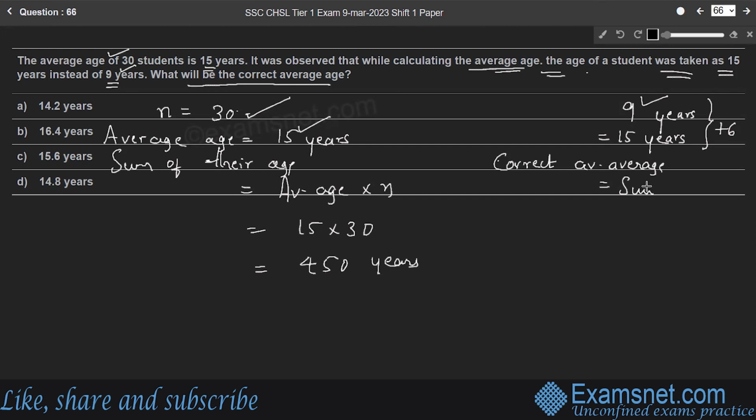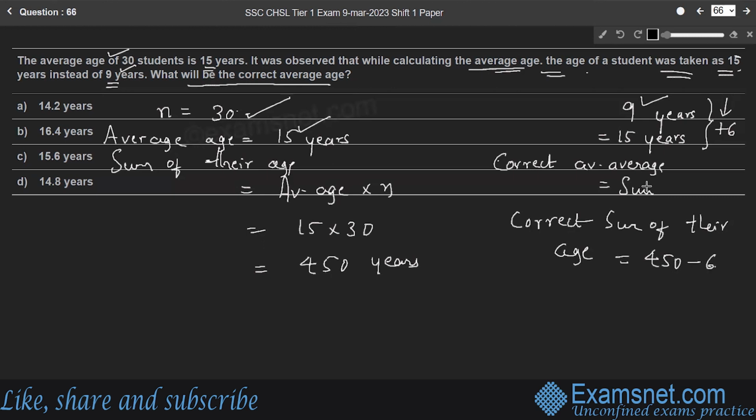But one of the students whose age was 9 years, instead of 9 years, 15 years was taken. So there is a difference of 6 years, right? So we'll consider correct sum of their age. Correct sum of their age is 450 minus 6 years, right?